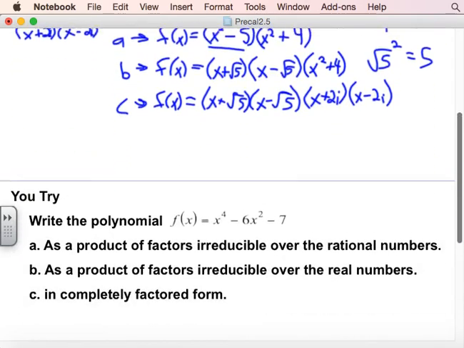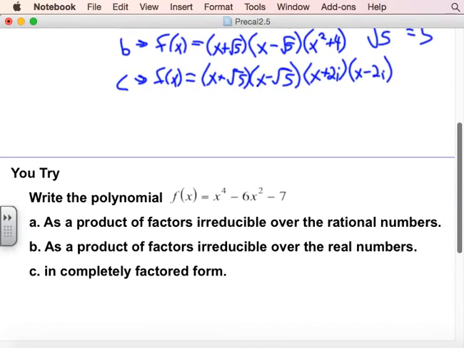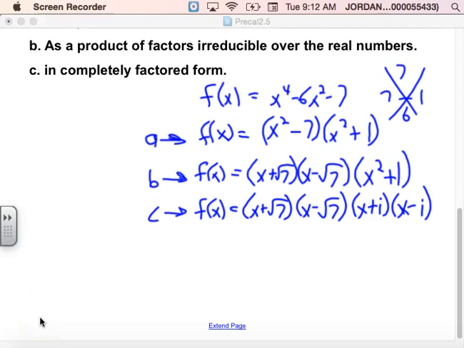All right, so I'm going to go ahead and pause it and let you all try the next problem, and we'll go over it. Real quick, when we factor this, you get x squared minus 7 and x squared plus 1. Well, that's as far as you can do it over the rational numbers without having any square roots. B part, you can simplify x squared minus 7 into x plus square root of 7 and x minus square root of 7 to do it over the real numbers. Of course, x squared plus 1 is still x squared plus 1. And then in C part, you can split up x squared plus 1 into x plus i and x minus i, and that's completely factored.